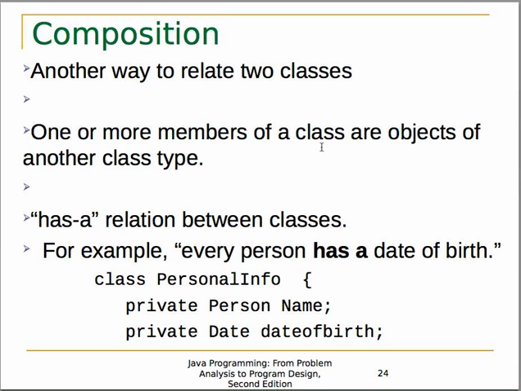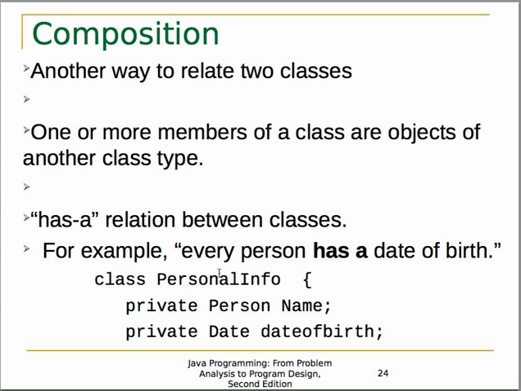Okay, another way to relate two classes is through composition. What does that mean? That's just an object as a data member in the class that's actually not just ints, floats, doubles, but an object. It's like String. If you declare a data member that's a String, you're using composition. You have a String object inside this other object that you're setting up. So one or more members of a class are objects of another class type. That's composition, and this is also referred to as a has-a relation between classes.